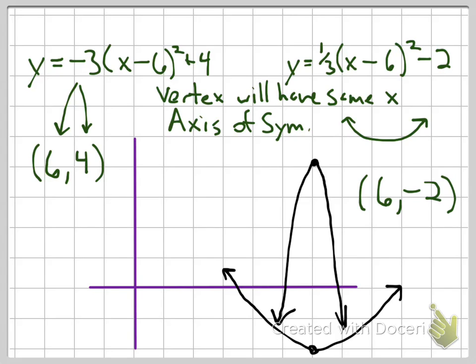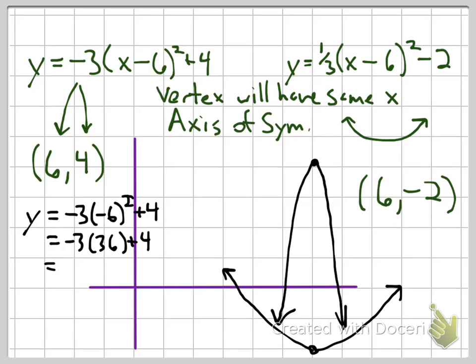We have them here. Now last thing we look through, let's look at the y-intercepts. So for the one on the left, it's going to be -3 times -6 squared plus 4. We get -3 times 36 plus 4. For 36 times 3, we get 108, so that's actually -104 it comes out to be. So that means it's going to be quite a ways down before it actually hits the y-axis.